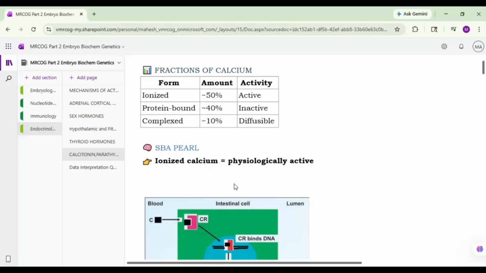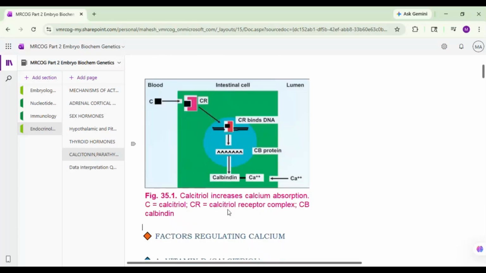Now, how is this calcium absorbed? We know well that it is vitamin D which helps calcium absorption, that is calcitriol. We say vitamin D is calcitriol. From the blood, calcitriol goes into the intestinal cell and binds with the vitamin D receptor. So calcitriol increases the calcium absorption.